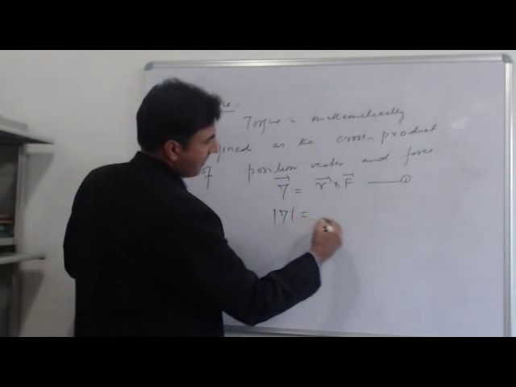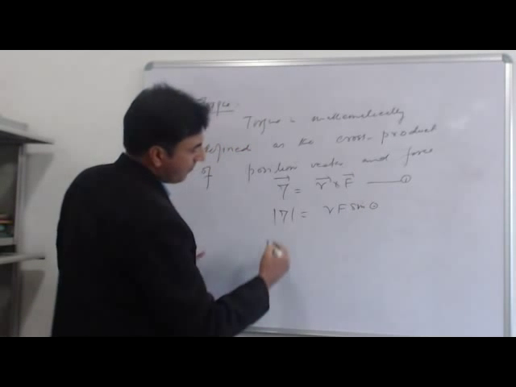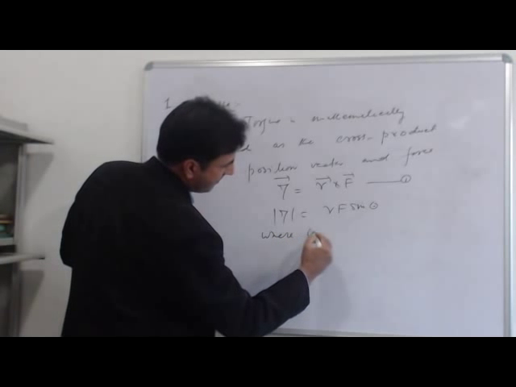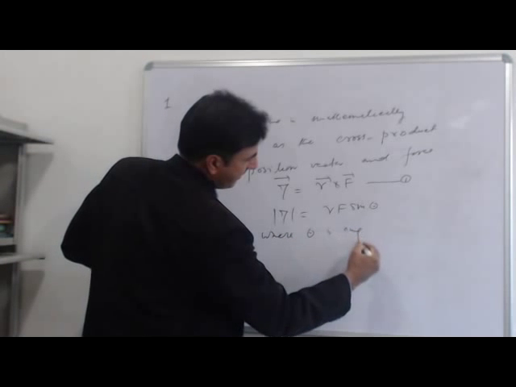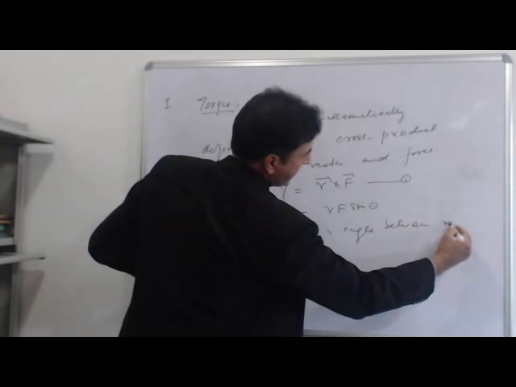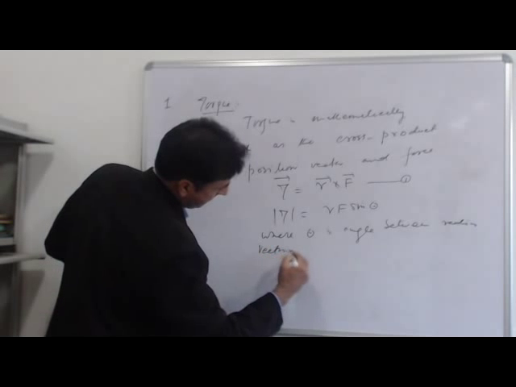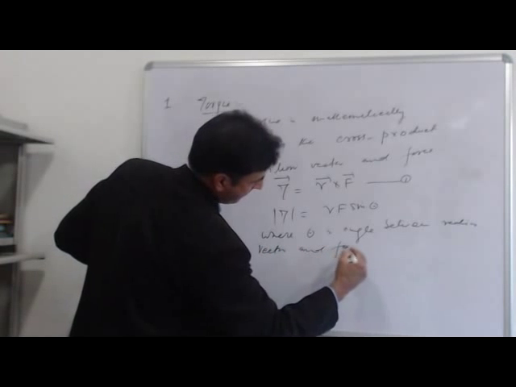Magnitude of torque is given by R F sine theta, where theta is the angle between radius vector and force.